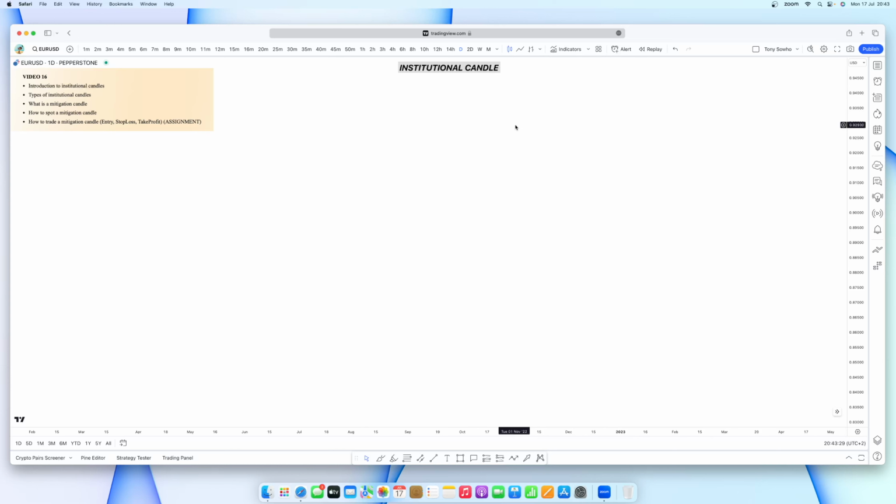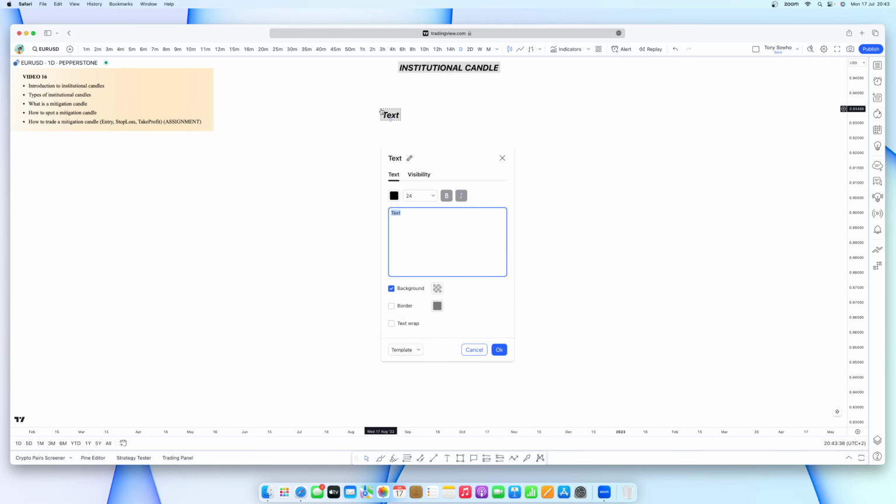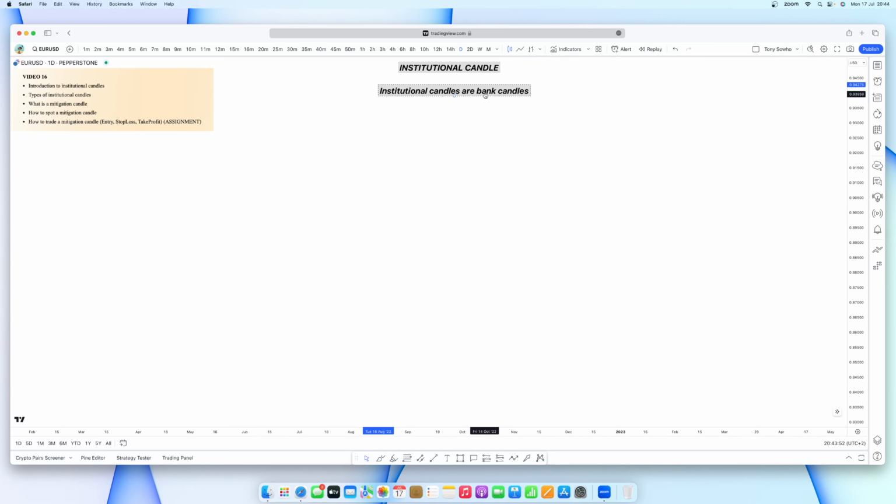Exactly. So institutional candles are bank candles. Let me write that down now. Institutional candles are bank candles. Institutional candles are bank candles. Now, when we say bank candles, what do we mean?